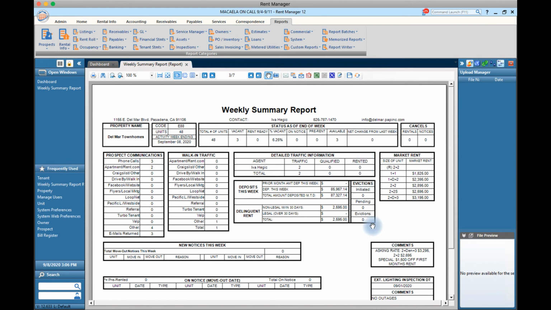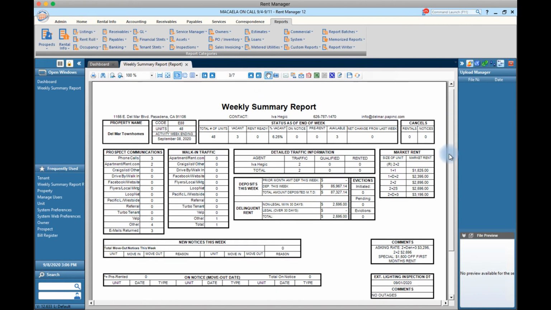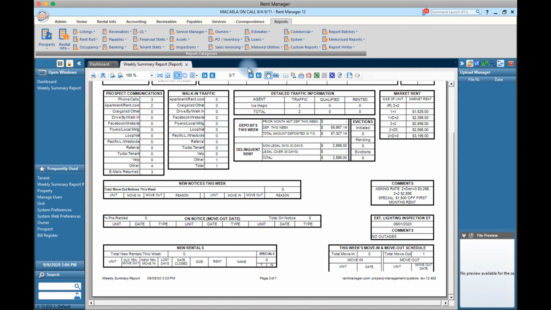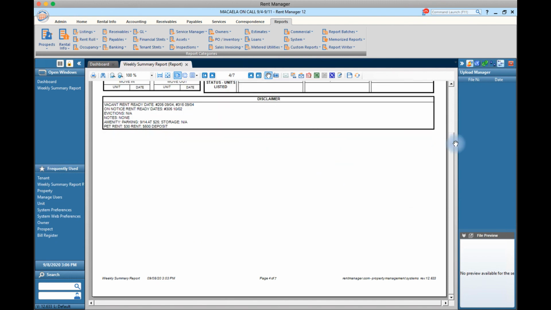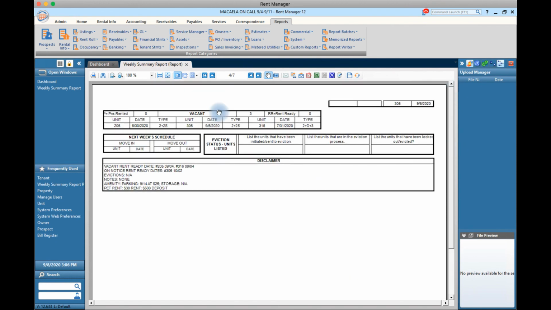As I'm looking at this, we have some of the asking rates that are already in here, and it looks like we have a pretty generous special as well. So let's go ahead and roll this down. Let's go to the next page. So those 3 units that are vacant are right here: 205, 305, and 316.